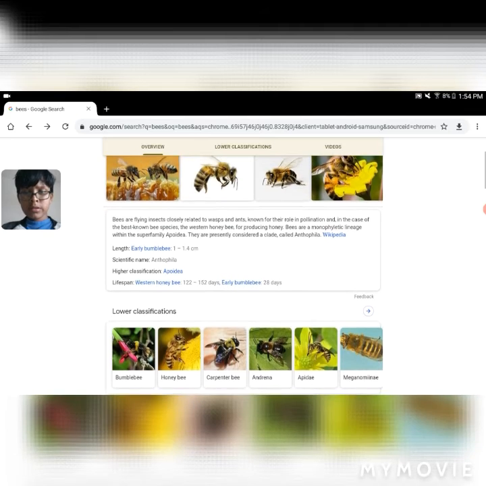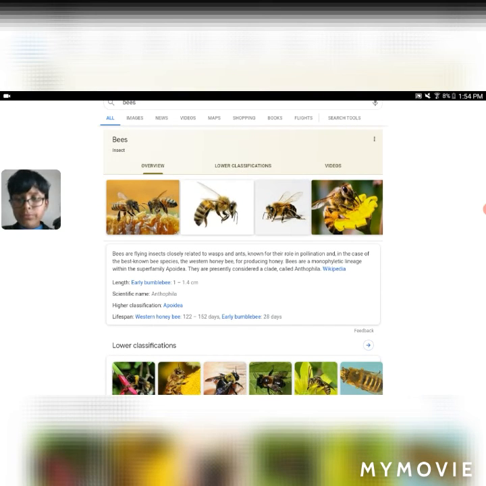So we will go up and read this article about bees. Bees are flying insects closely related to wasps and ants, known for their role in pollinating, and in the case of the best known bee species, the western honeybee, for producing honey. Bees are a monophyletic lineage within the superfamily Apoidae. They are presently considered a clade called Anthophila. And you can find that article on Wikipedia.